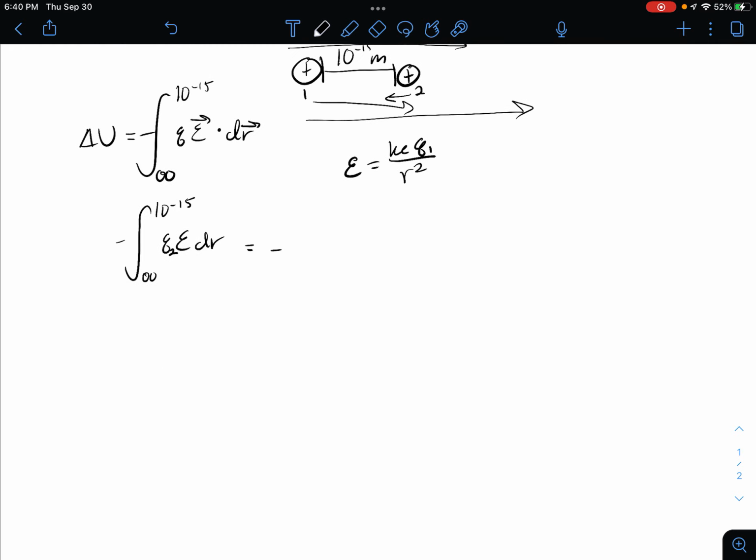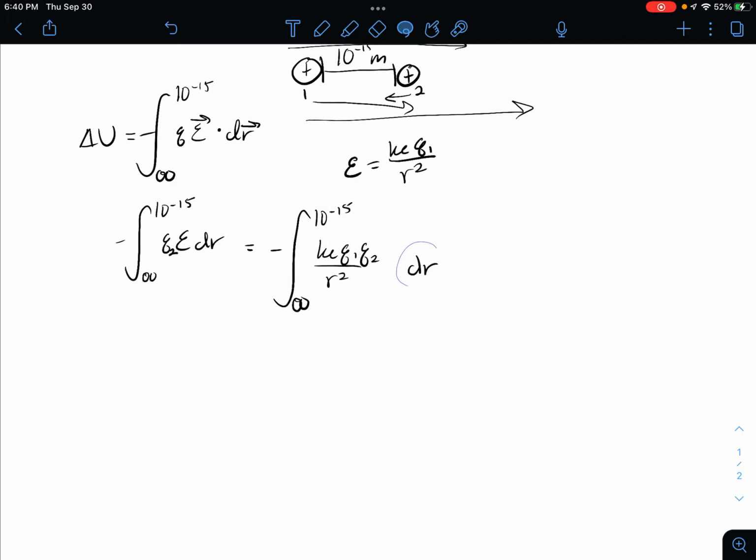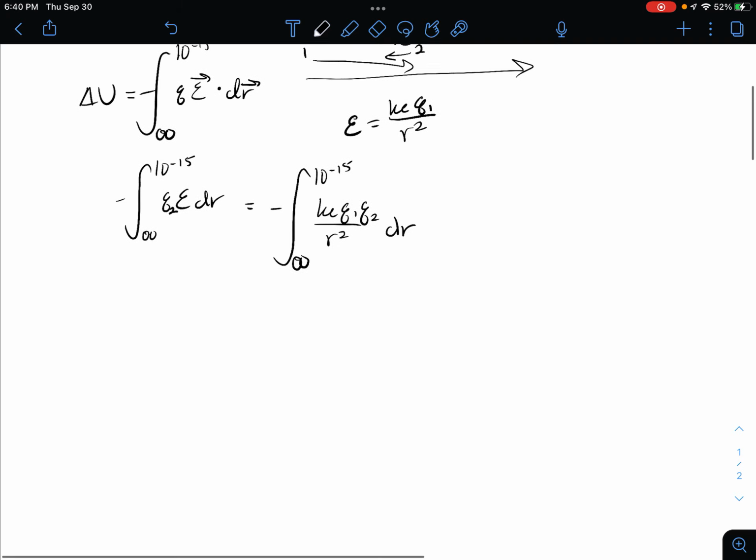So that we can plug into our equation down here. That's going to give us negative integral from infinity to 10 to the negative 15th of Q2 k_e Q1 over r squared dr. And what a funny coincidence, but if we take this charge here, move it up here, get that dr out of the way, we just have Coulomb's law, which makes sense because our potential energy can also be written as the opposite of the work, and the work is the force times the dot product between the force and the dr as well. So it makes sense.